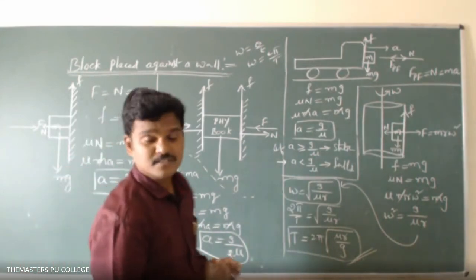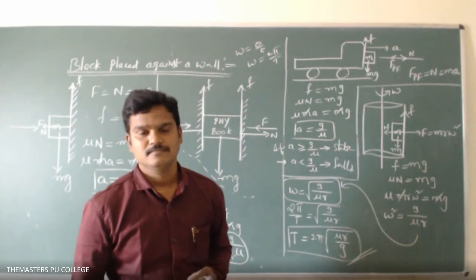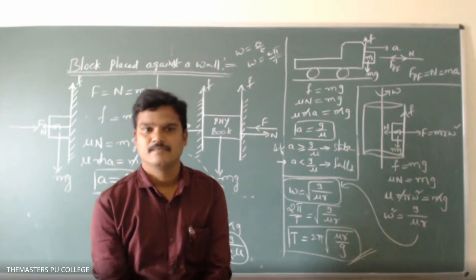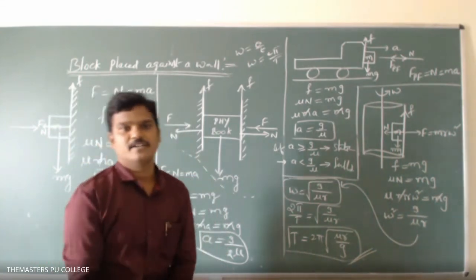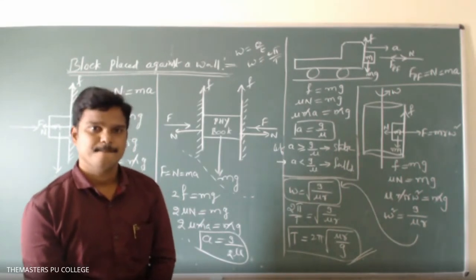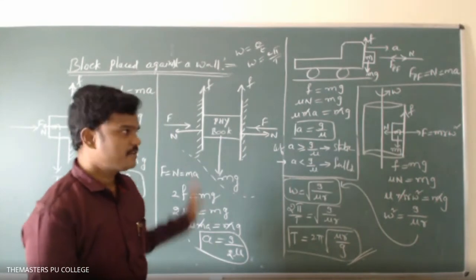And by using this knowledge, you try to solve the problems from NCERT. Finally, I got T is equal to 2 by root of mu r by g. Completed?